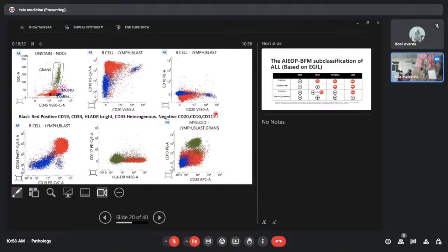Then you will apply additional markers. Even if we feel from the slide that it looks like ALL, can we just put in the B markers? You have to put in all the markers because you have to provide a complete immunophenotype.